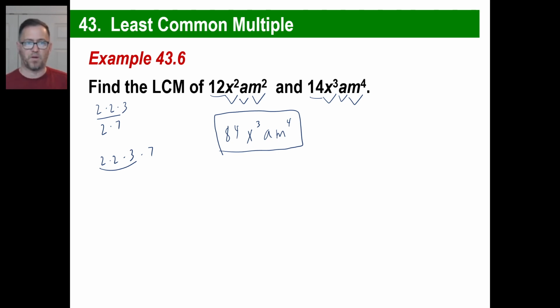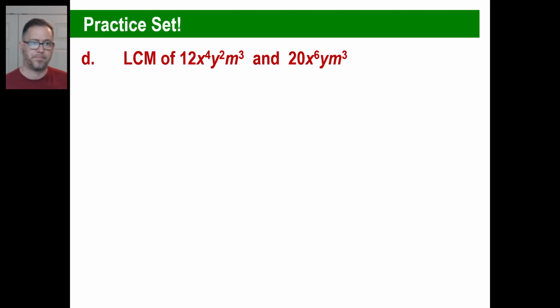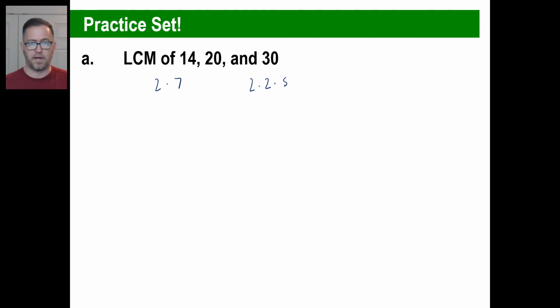Okay. All right. Let's go ahead and try, pause it and try A. Find the least common multiple of 14, 20, and 30. Go ahead and give it a whirl. Okay, well 14, I'm just going to go ahead and write what you should have as your prime numbers. 14 will be 2 times 7. 20 is going to be 2 times 2 times 5. 30 will be 2 times 3 times 5.